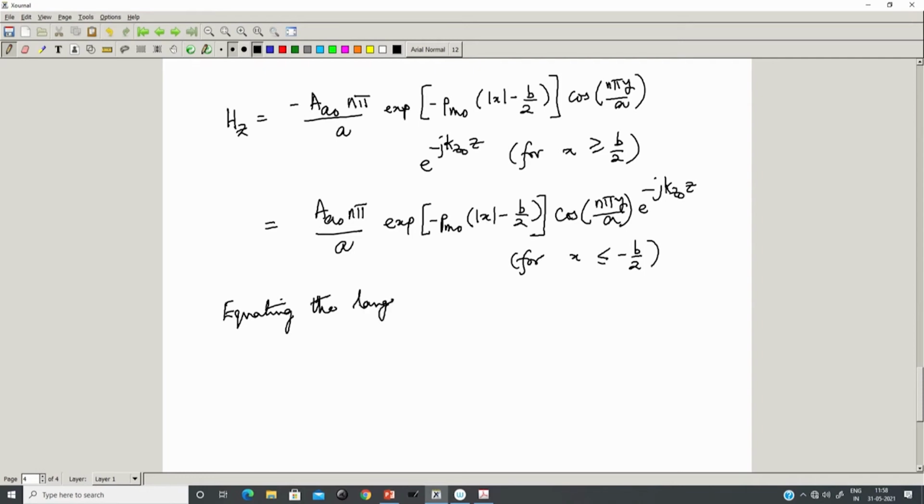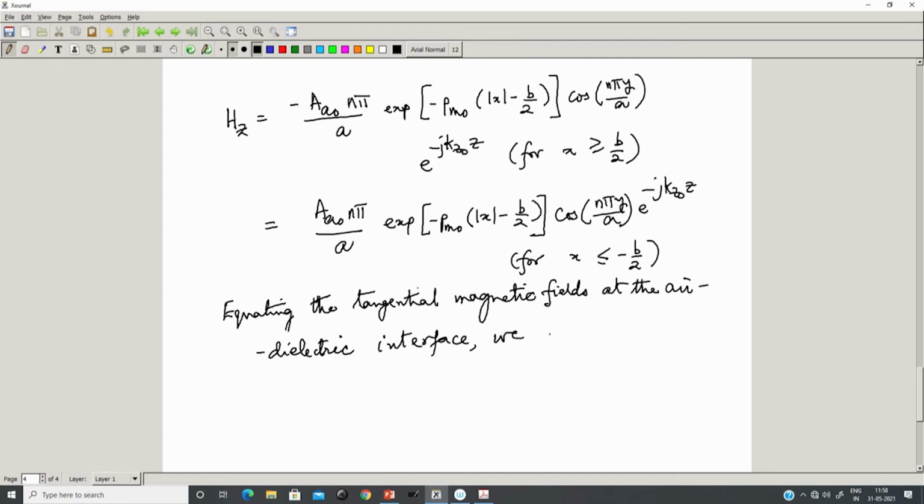So, equating the tangential magnetic fields at the air dielectric interface, we obtain the relationship between ADO and AAO. So, ADO sin q MOB by 2 is equal to AAO.